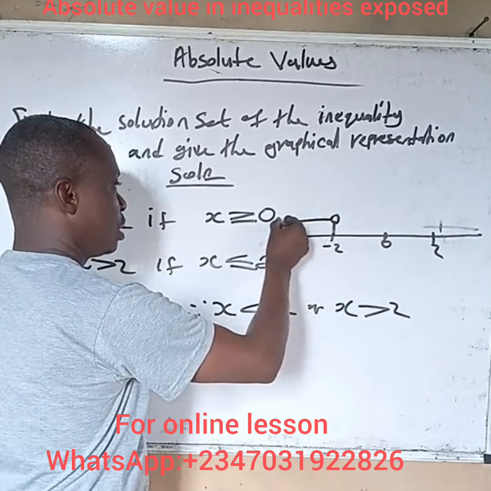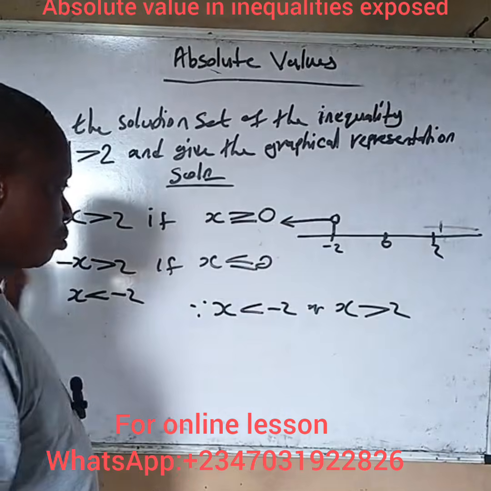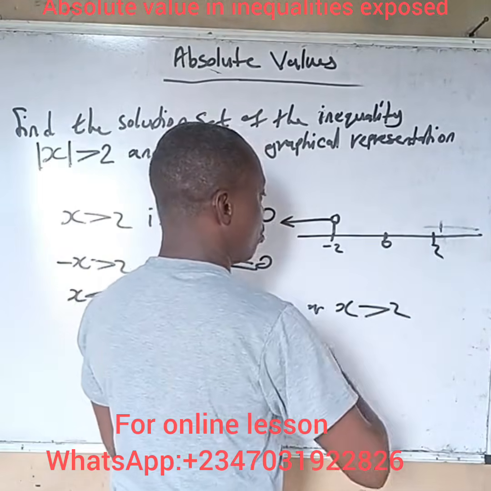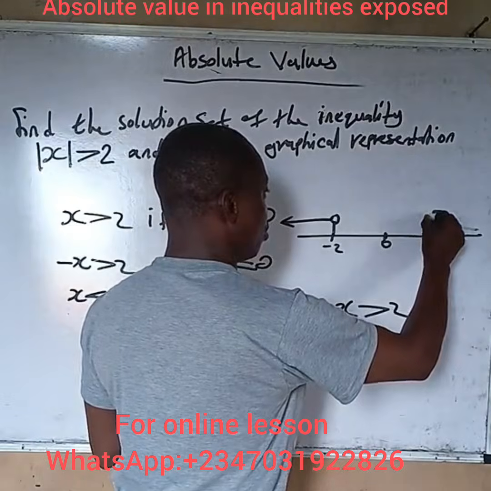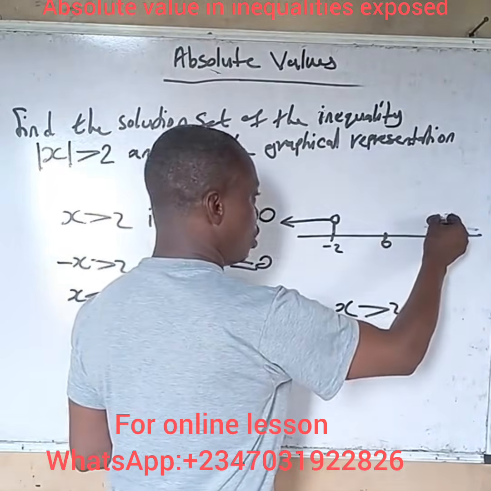coming this way. So anything here is already less than minus 2. Then x is greater than 2. So greater than 2 is this way, numbers greater than 2. So from here again, you draw your arrow. Remember, I'm not shading this circle because they did not put or equal to. So this one will be going this way.